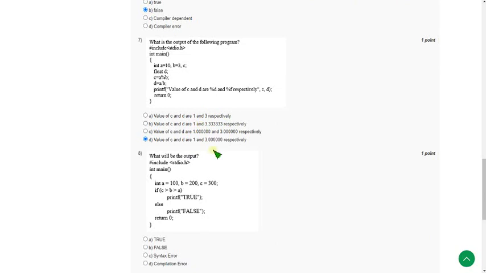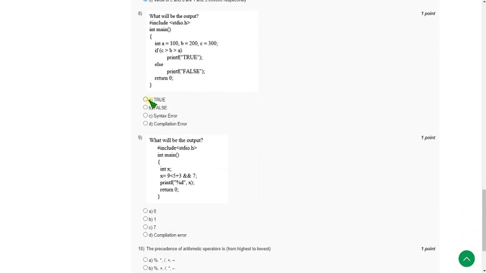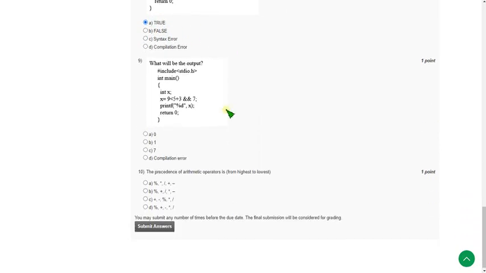And moving on to the 8th one: what will be the output of the following code? The answer for the 8th question is option A, true. So mark option A as the correct answer for the 8th question. And moving on to the 9th one, the same, they are asking for the output like the previous question. The answer is again option A, that is 0. So mark option A as the correct answer for the 9th question also.